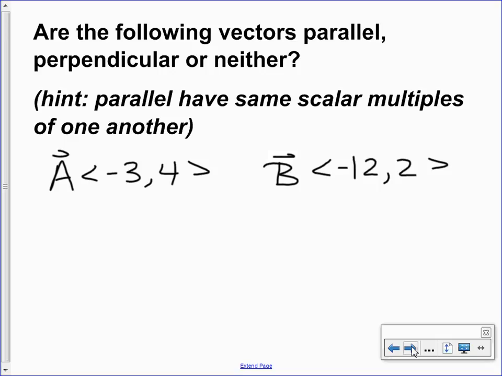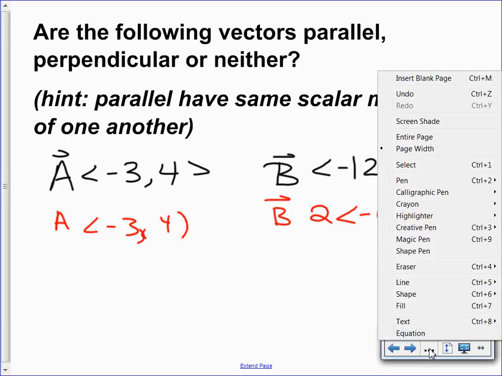First, check to see if there's any scalars. A is negative 3, 4. B is negative 2, 1, 2. Is there a scalar for either of them? B has a scalar of 2, and the components are then negative 1 and 2. Notice that A has no scalar. It's still negative 3, 4. This way, right? Now all you do is compare the inside.